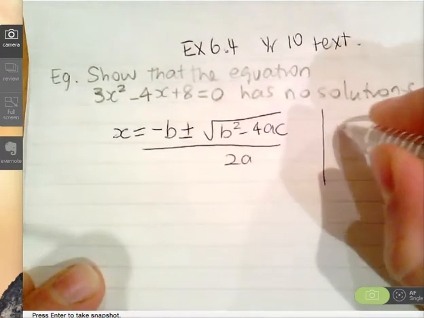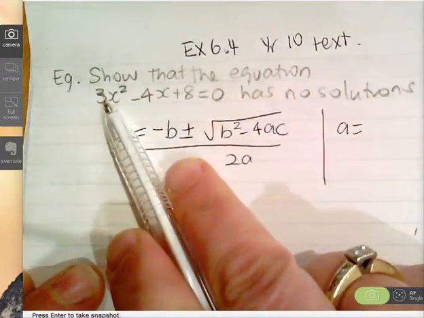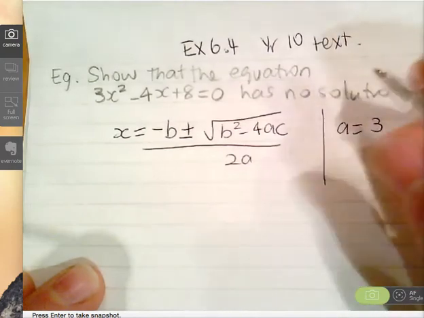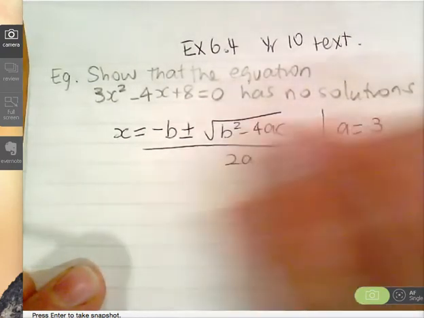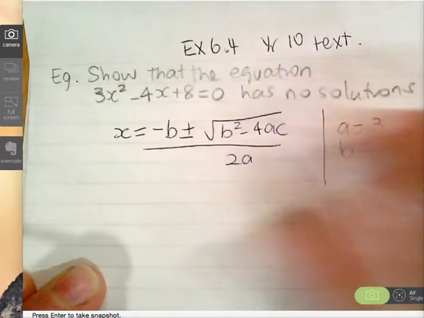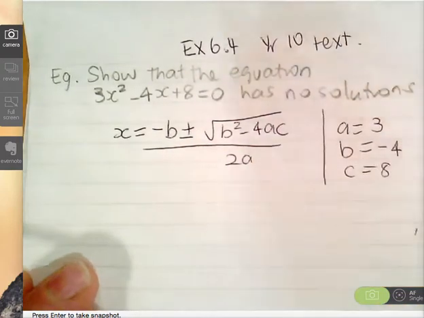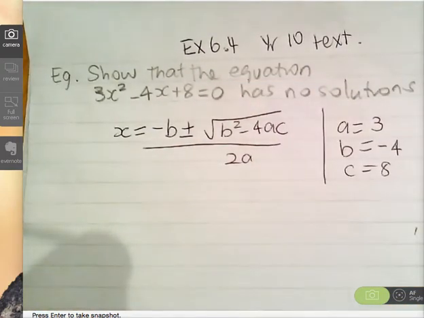Now, before I start, I'm just going to look at my quadratic equation. I can see that a is 3, which is the coefficient of the x squared. b is negative 4, just be careful there. And c is positive 8. So let's substitute into the formula.